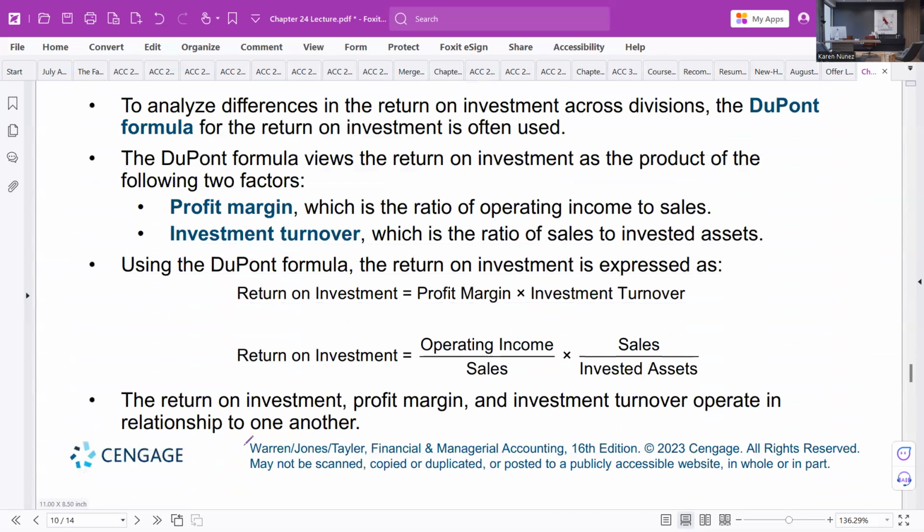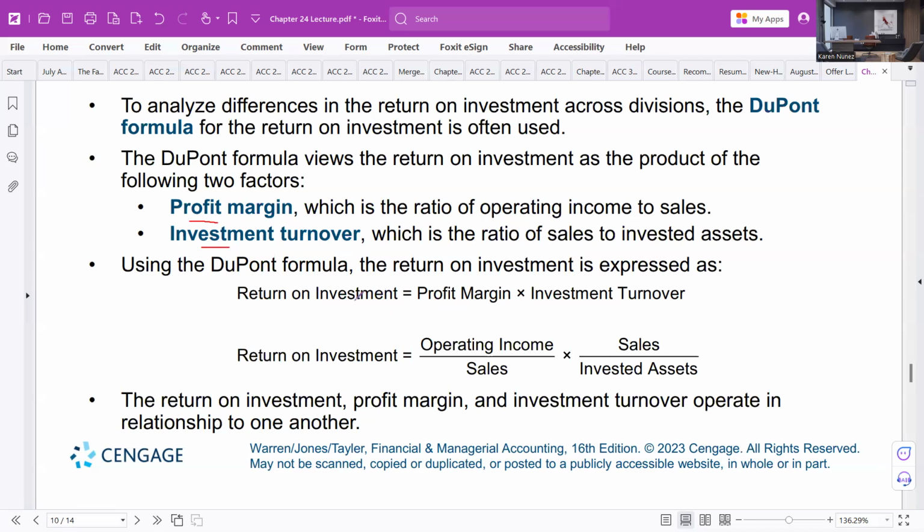Now, one of the things that we also like to do to add more value to this return on investment is use the DuPont formula to calculate ROI. What the DuPont formula does is it breaks the ROI down into two key components. And the two key components of the DuPont formula are the profit margin and the investment turnover.